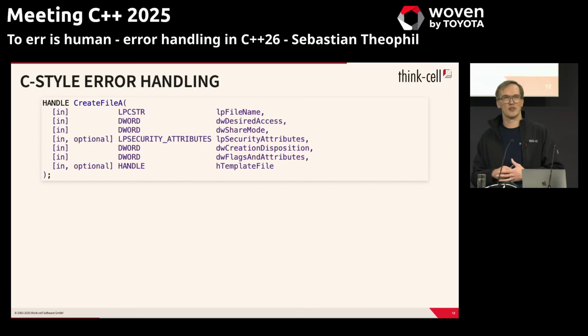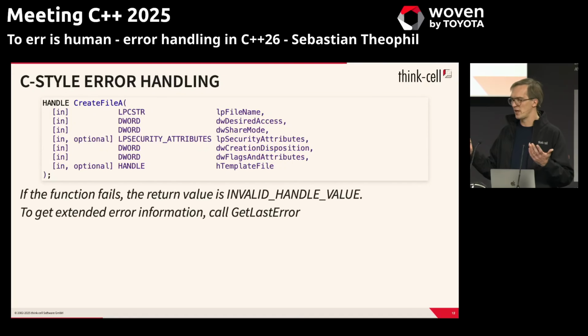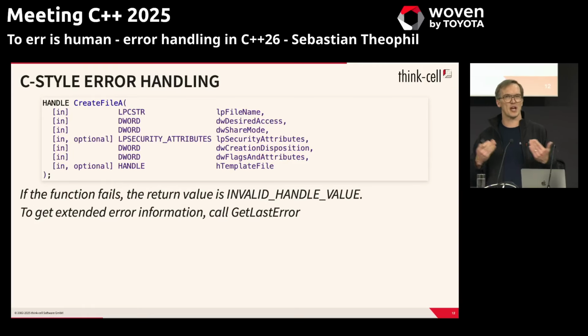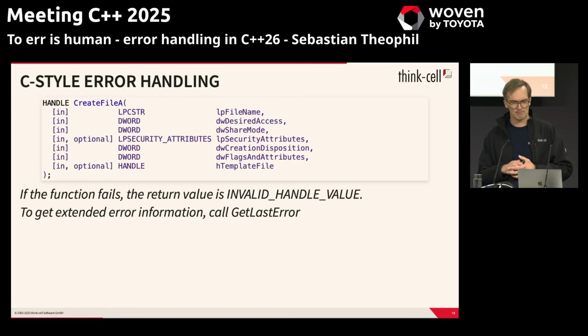The Windows situation is very similar. Here's the CreateFile function. If the function fails, we get INVALID_HANDLE_VALUE. Again, the return value mixes error codes a bit and a successful file handle. And there's also a global variable, GetLastError, that we can query.